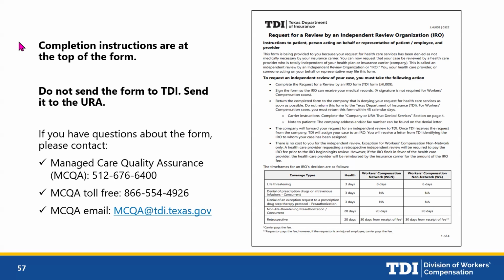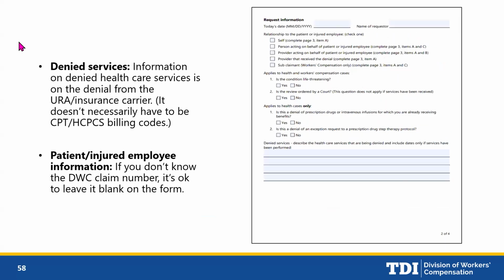So you've asked them the first time, they denied. You've asked them the second time, they've denied. Then you fill out the LHL 009 and you send it right back to the URA. If you have questions about filling out this form, you can call Texas Department of Insurance, Managed Care, Quality Assurance, or the MCQA department at this telephone number or the toll-free number, or email mcqa@tdi.texas.gov.